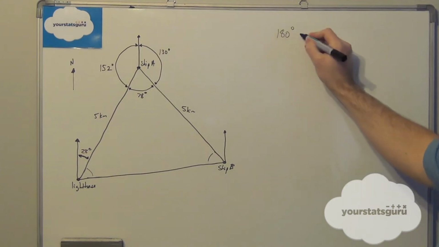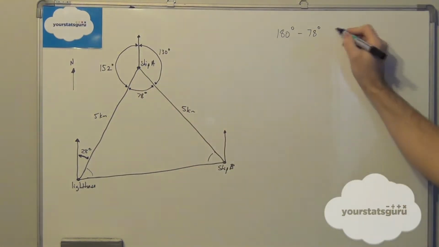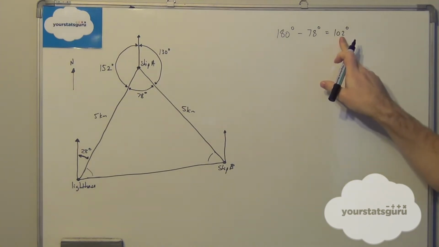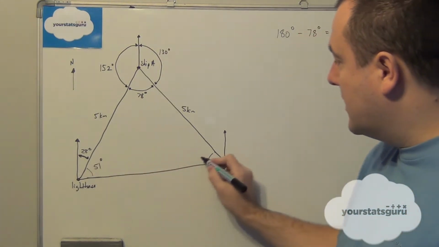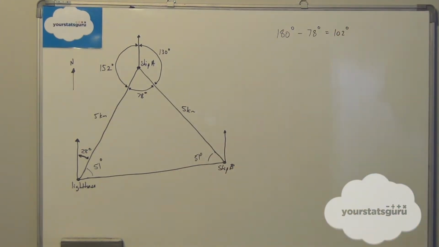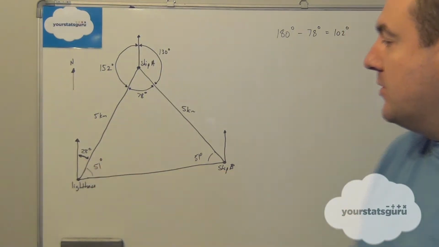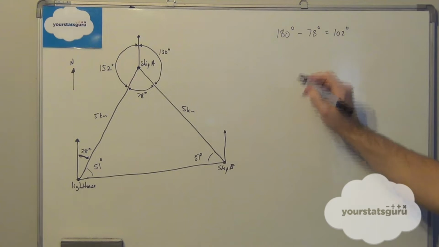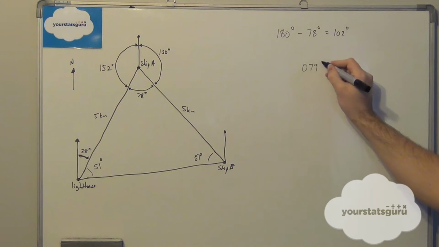We start with 180 degrees and we subtract the 78 degrees that appears at the top. This gives us 102 degrees. If we divide 102 degrees by 2, we'll get 51 degrees. So that tells me this angle in here is 51 degrees, this angle in here is 51 degrees. And therefore the bearing from the lighthouse to the ship is 28 plus 51, which is 79 degrees. So the bearing from the lighthouse to ship B is 079 degrees.